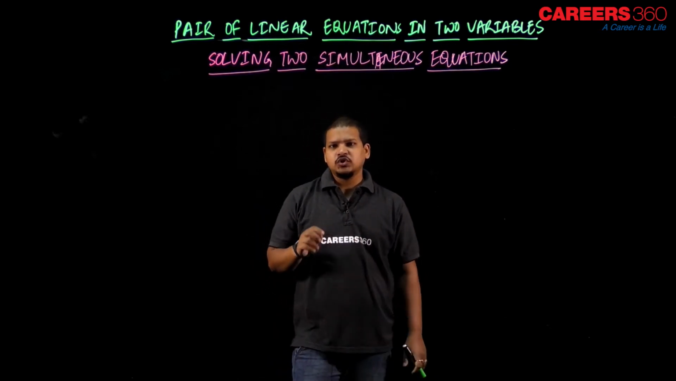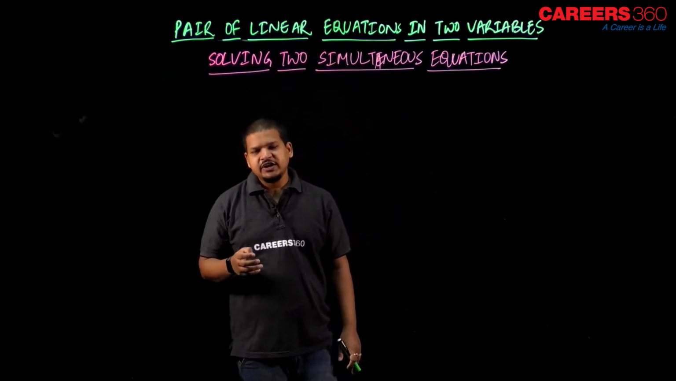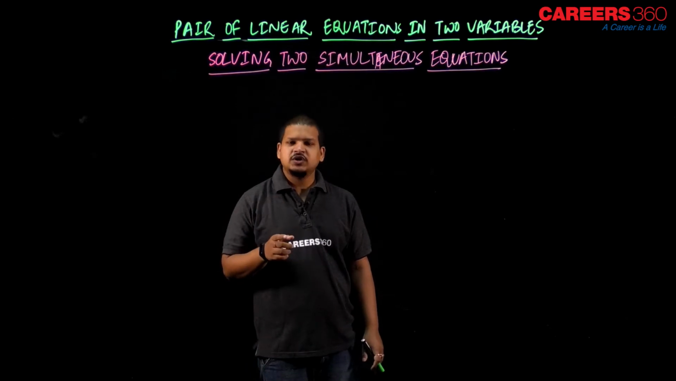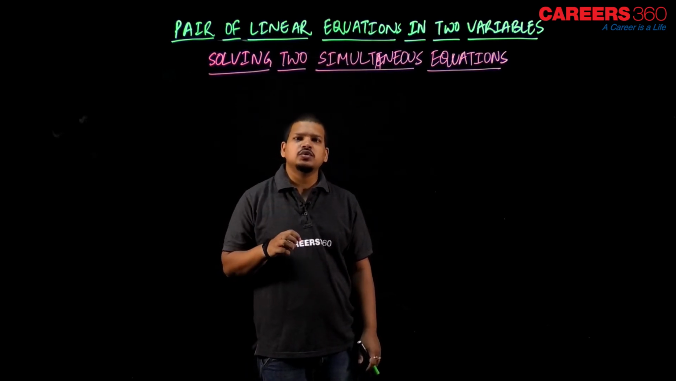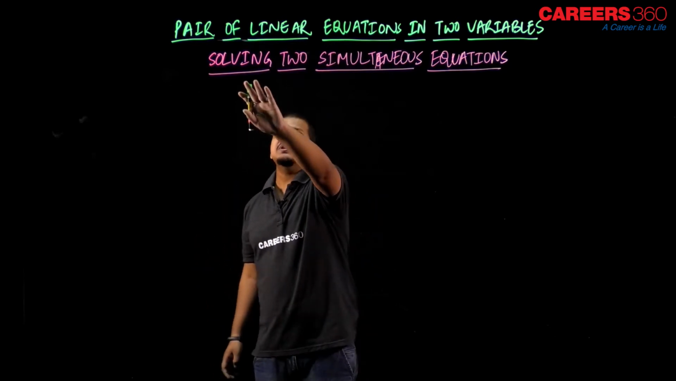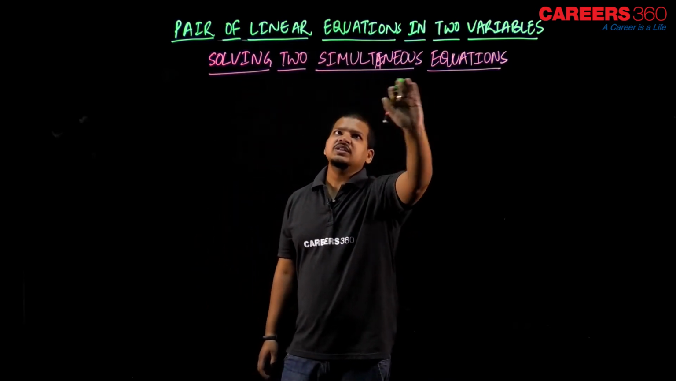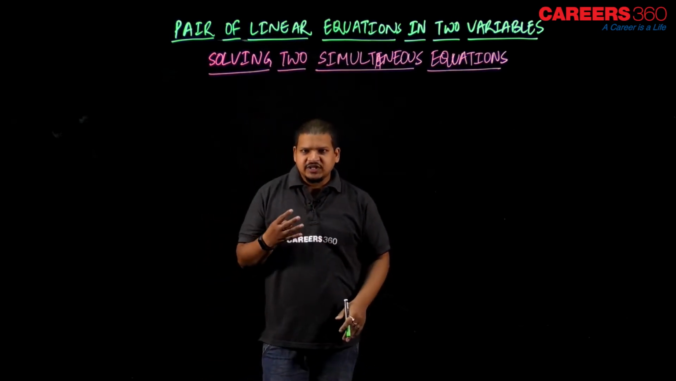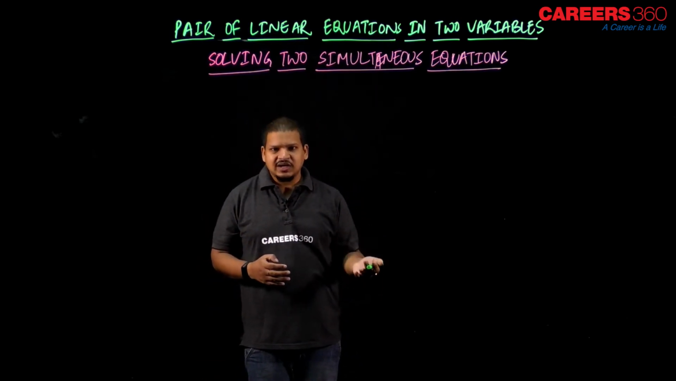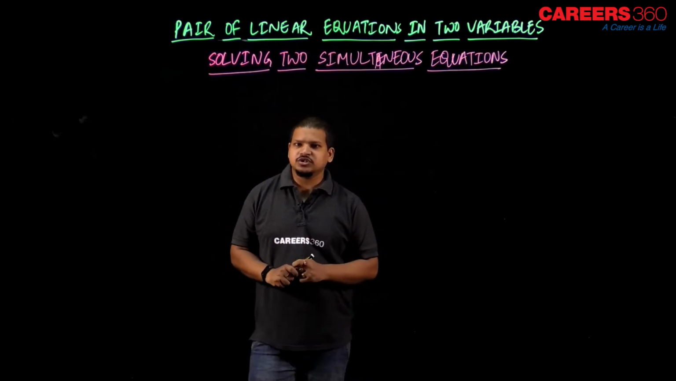Linear equations, in order to get the value out of it, we need to have more than one equation, that is two equations, and the variables in those two equations will be solved simultaneously, and that is why they are sometimes known as simultaneous equations. So there are four methods generally we use to solve two simultaneous equations.